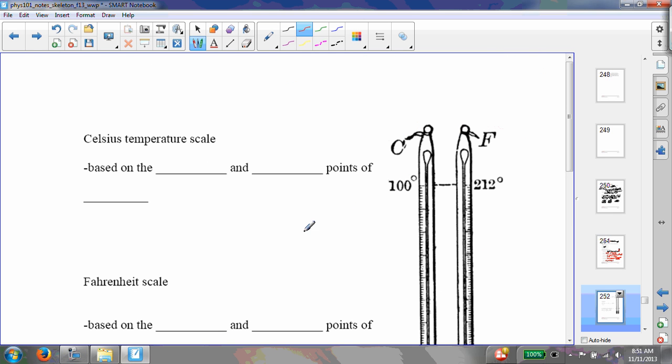Now, there are a number of different scales that we use. We'll talk about three different scales: the Celsius temperature scale, the Fahrenheit scale, and the Kelvin scale. And you'll need to know what those scales are based on, and then how to convert from one scale to another. So the Celsius temperature scale is based on the freezing and boiling points of water.